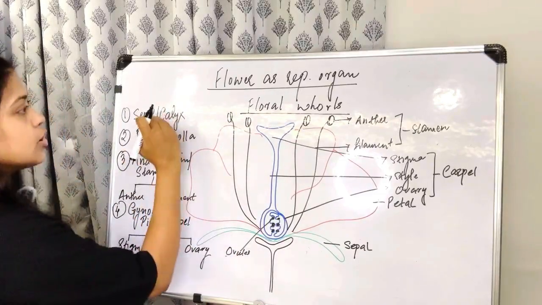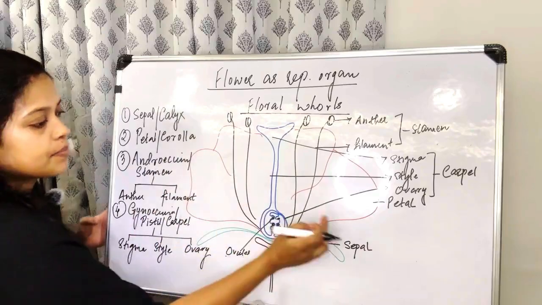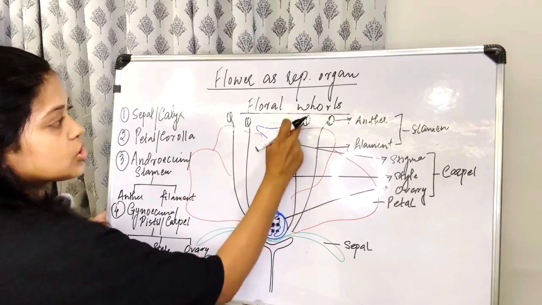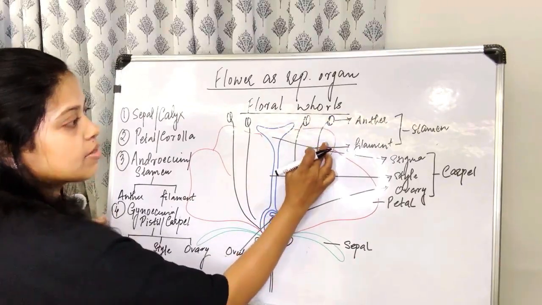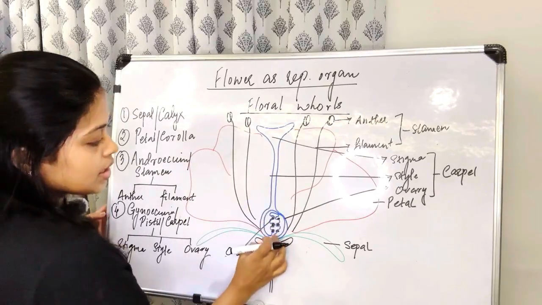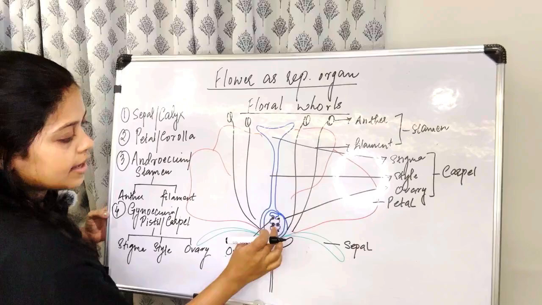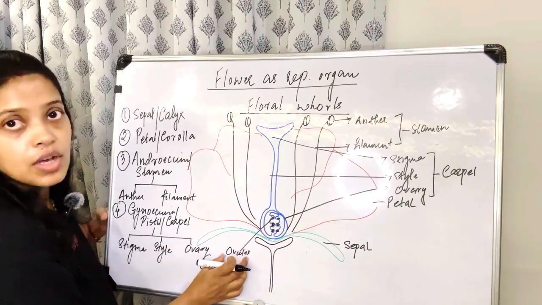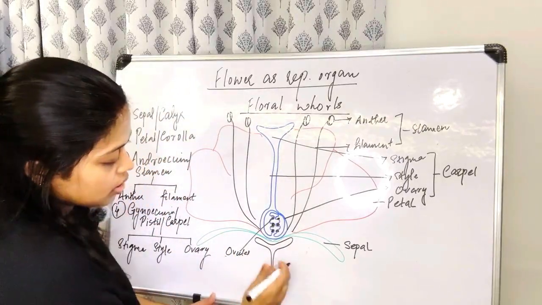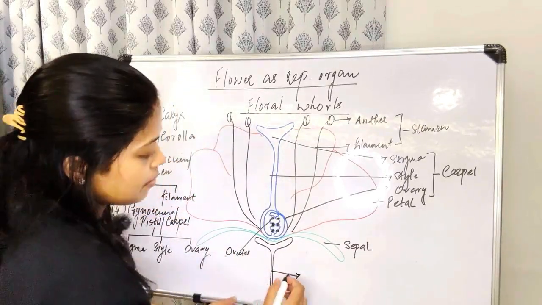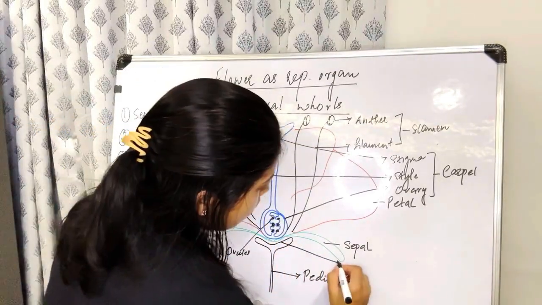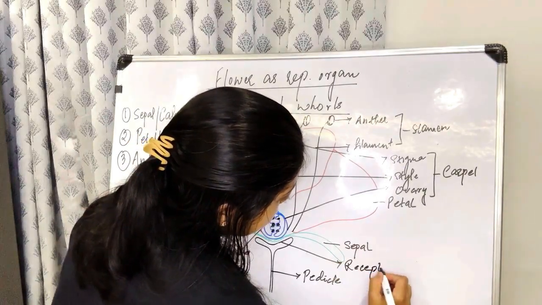So let's revise. The four major whorls are sepal, or the calyx, petal or the corolla, the male reproductive structure, the stamen, which has two parts, anther and filament, and the female reproductive structure at the center called the carpel. It has the stigma, style and ovary, and inside the ovary we have the ovules. Apart from that, the other structures of a flower: this stalk-like structure to which it is attached to the stem is called the pedicel, and its upper region is called the receptacle.